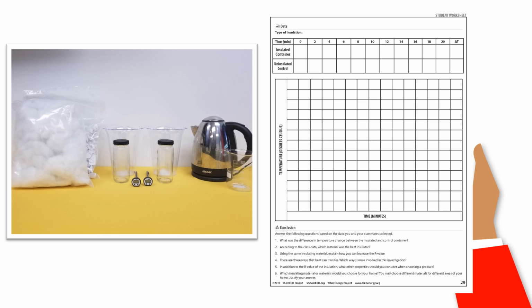Pour 200 milliliters of hot water in each of the containers. Replace the lids of the containers and insert the digital thermometer and wait for the temperature to stabilize. Read and record the temperature of your thermometer at time 0. Using the chart, record the temperature of water every 2 minutes. Calculate the change in temperature for both containers and graph your results. Students will share their data with the class and determine the best thermal insulator.